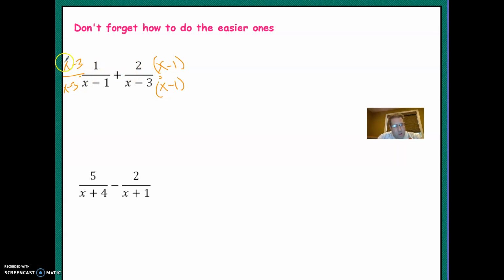All right, so 1 times x minus 3 is x minus 3 over x minus 1 times x minus 3. And then we're adding that to 2 times x minus 1, which gives us 2x minus 2, over x minus 1 times x minus 3. All right, so now we can add things. Now we have a common denominator.